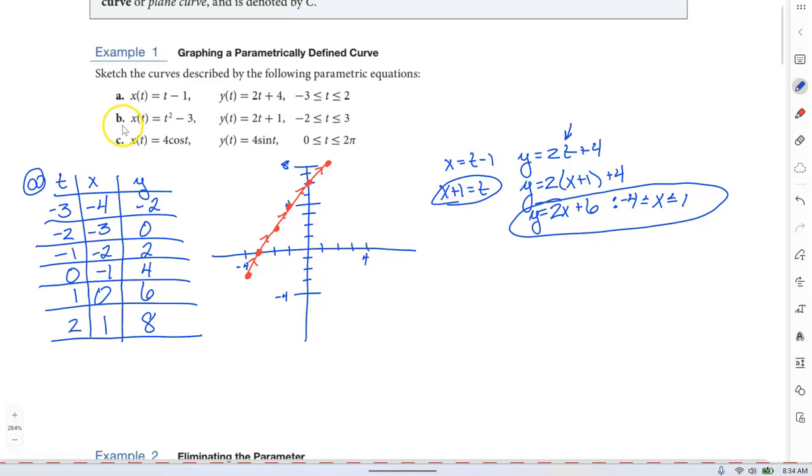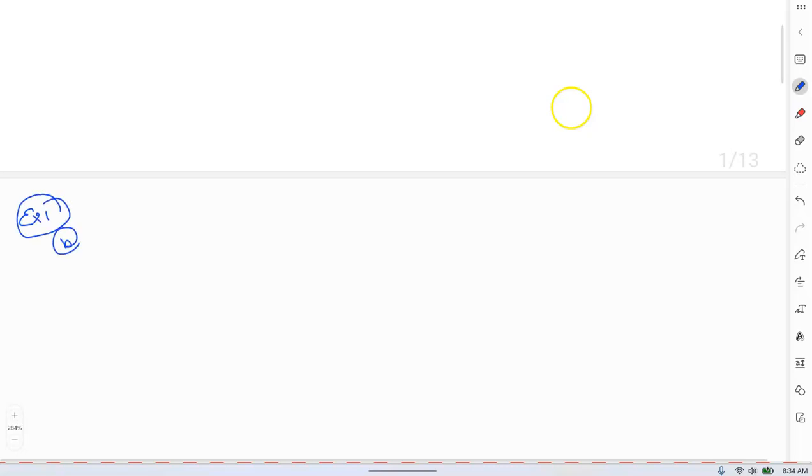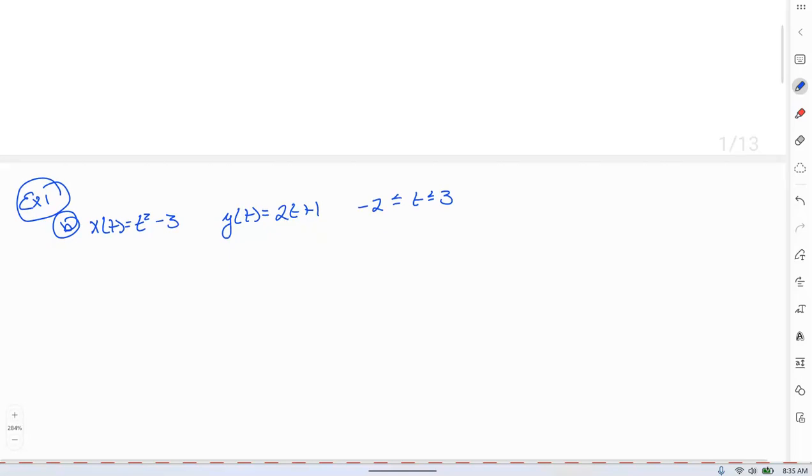So let's look at the next one. x of t is equal to t squared minus 3, and y of t is equal to 2t plus 1, and t is bounded between -2 and 3. So I'm going to copy that down here. This is example 1, part B. x of t equals t squared minus 3. y of t is equal to 2t plus 1. And t is bounded between -2 and 3, and that is including both the bounds.